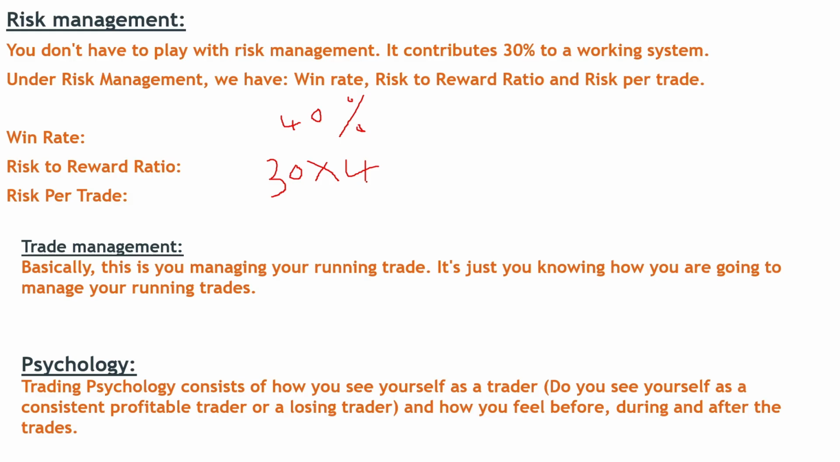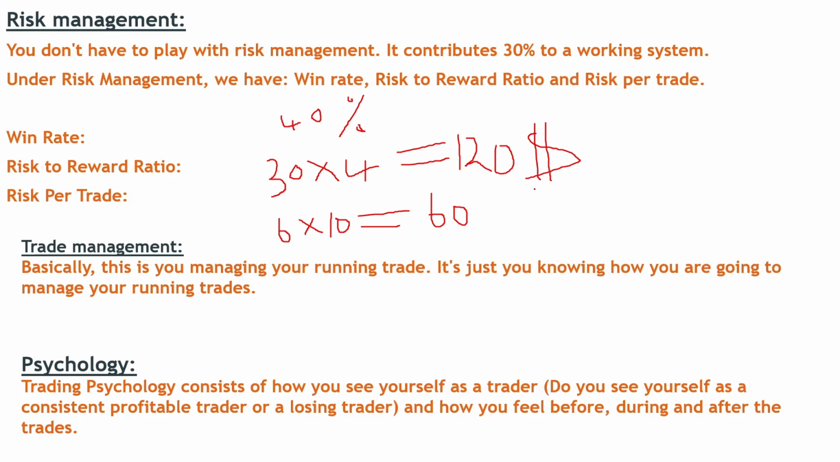30 times 4 for those 4 trades that go in your favor, which gives you $120. And you lost 6 trades, which, remember, you risk $10 per trade, which is 6 trades times $10, equals $60.